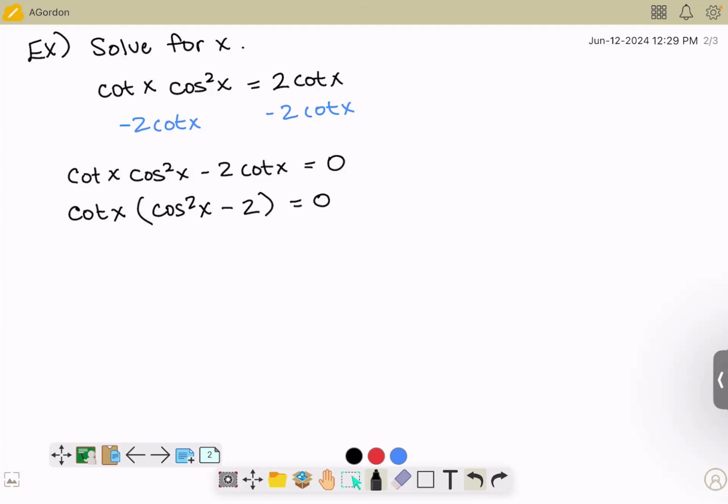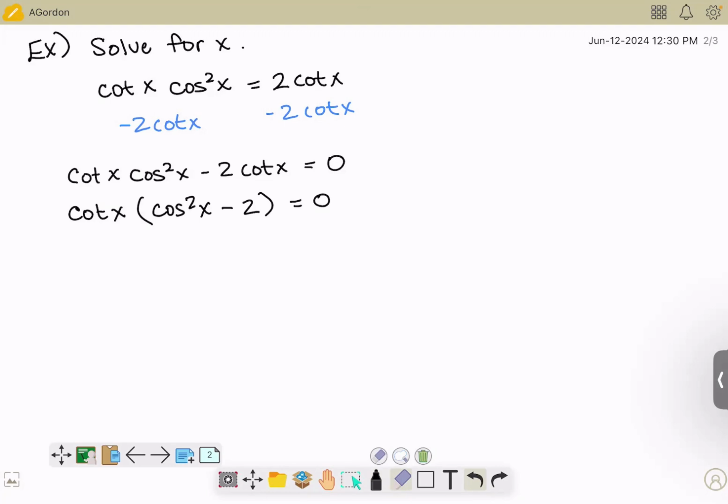Now I want to double check. If I multiply that back together, do I get where I came from in the last step? Remember, if you can't, you may have done something wrong. But here, if I distribute the cotangent x, I do get the previous step, so it looks good. Now I have it written as a product, something multiplied by something else.